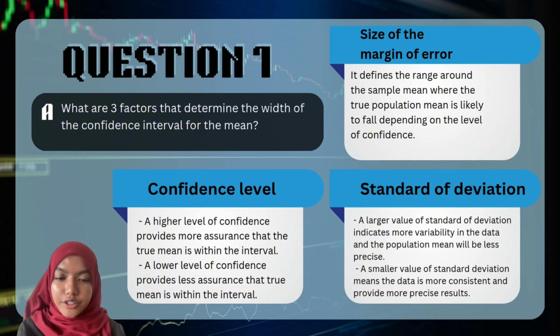Third is standard deviation. This tells us how much the data varies. If the standard deviation is large, the data is more spread out and the confidence interval will be wider. That means we are less precise about where the true mean is. But if the standard deviation is small, the data is more consistent and the confidence interval is narrower, giving us a more precise estimate.